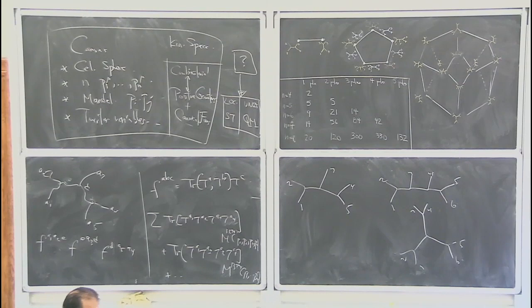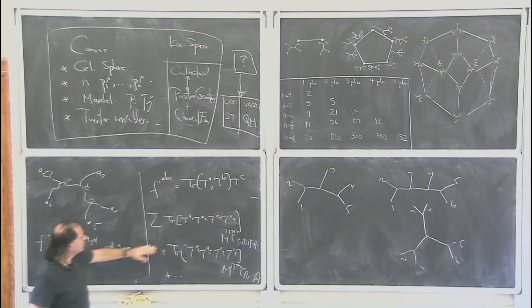Okay, why is it (n minus 1) factorial? Because the traces are cyclically invariant, and they're also the same forwards and backwards. So it's (n minus 1) factorial over 2 different color orderings that you can have. And this is useful because each one of these pieces has simpler Feynman rules.